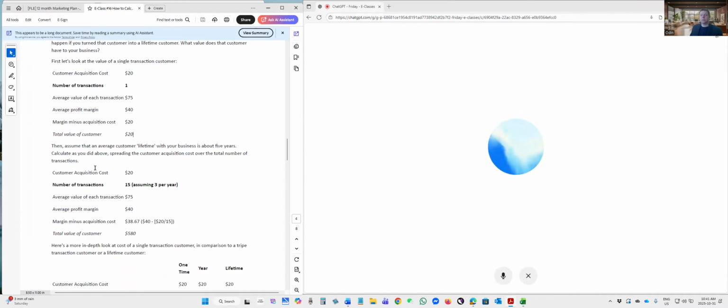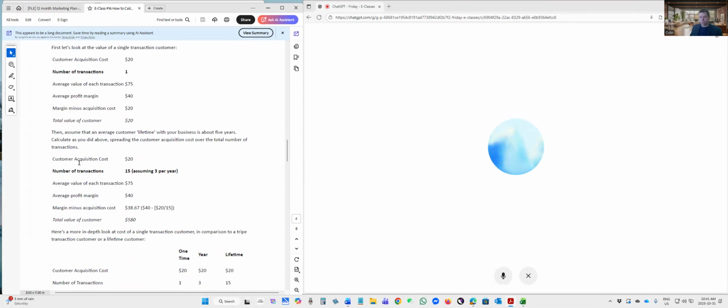Then, assume that an average customer lifetime with your business is about 5 years. Calculate as you did above, spreading the customer acquisition cost over the total number of transactions. Customer acquisition cost, $20. Number of transactions, 15, assuming 3 per year. Average value of each transaction, $75. Average profit margin, $40. Margin minus acquisition costs, $38.67. $40 minus $20 divided by 15. Total value of customer, $580.